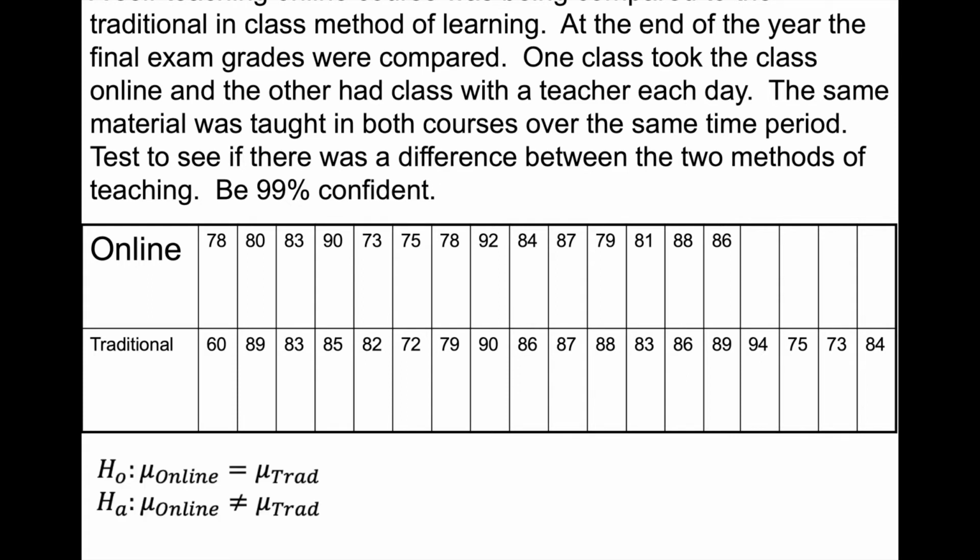For our null and alternative, I have mu online equal to mu traditional. And it's not asking if one's greater than the other, so I just have mu online not equal to mu traditional for the alternative. Since there's no real direction of online getting a better grade or traditional getting a better grade, it's just not equal to. We are being 99% confident, so that means our alpha level is 0.01. And now we're going to go to our calculator and see how to get our p-value.